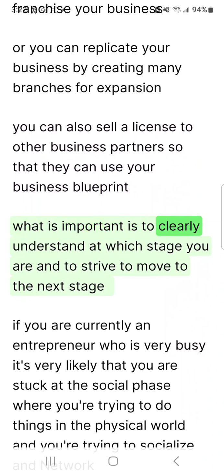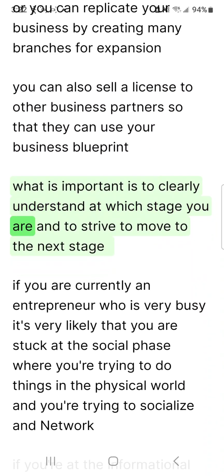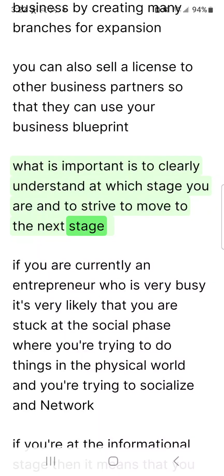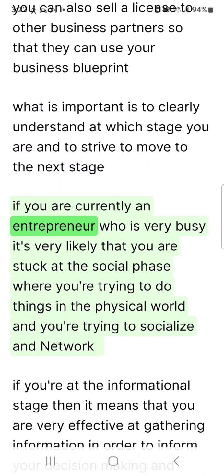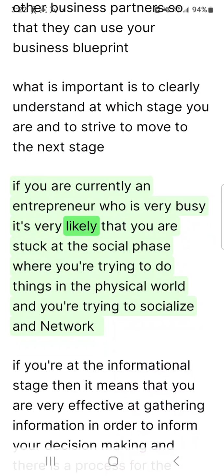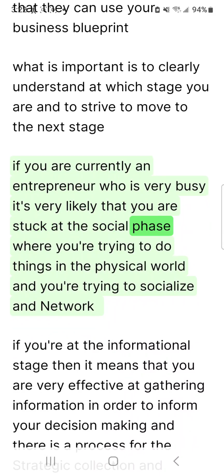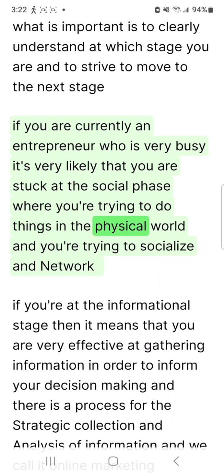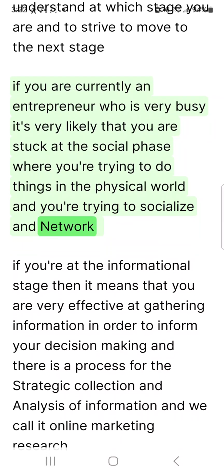What is important is to clearly understand at which stage you are and to strive to move to the next stage. If you are currently an entrepreneur who is very busy, it's very likely that you are stuck at the social phase, where you're trying to do things in the physical world and you're trying to socialize and network.